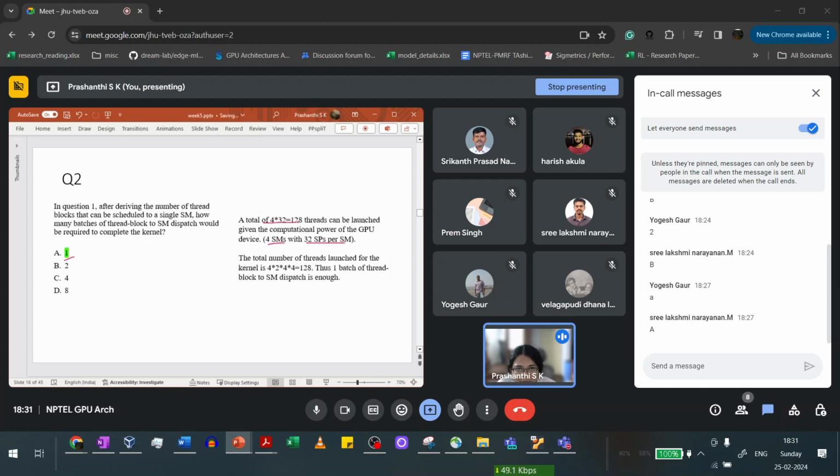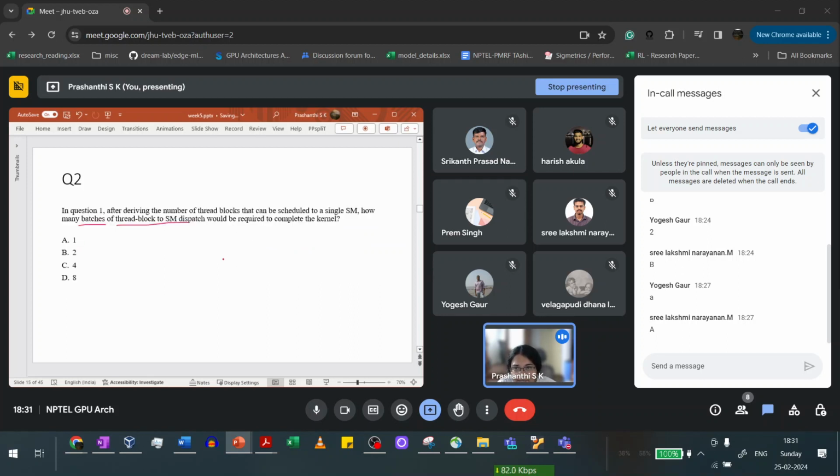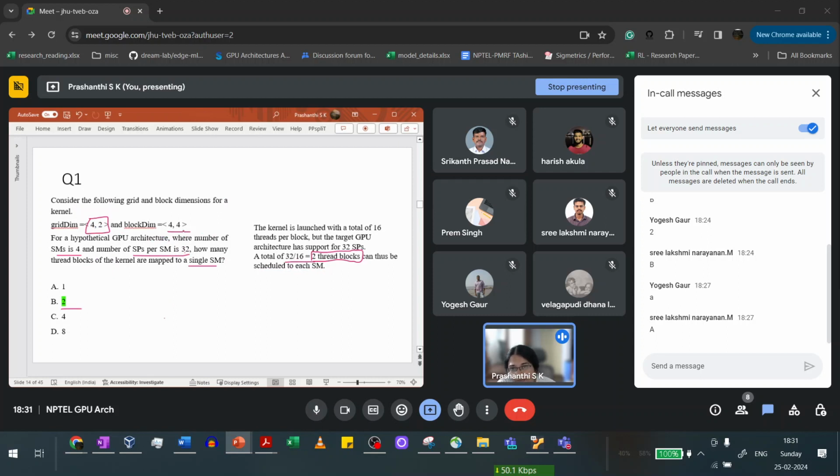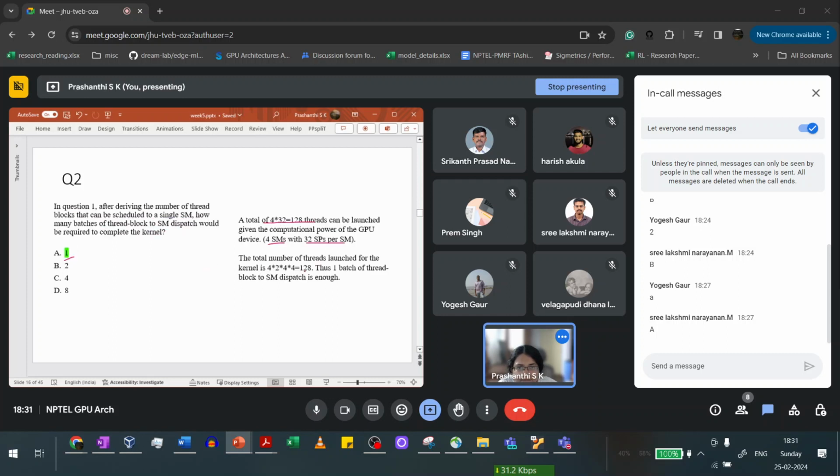So in total you can launch 128 threads at a time. The total number of threads that you need for this kernel is what you get by multiplying all four of these together. So that's 8 into 16, which again comes out to be 128. So both of these, the number of threads that you launch in one shot and the total number of threads that you launch for this kernel, are equal, and therefore in one batch of dispatch, or one shot, you can run all of these threads in this GPU. That's what the question is asking.